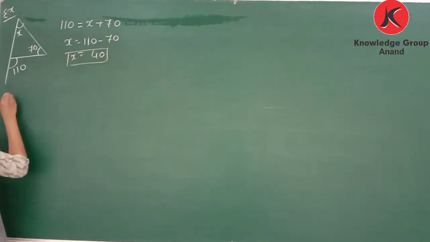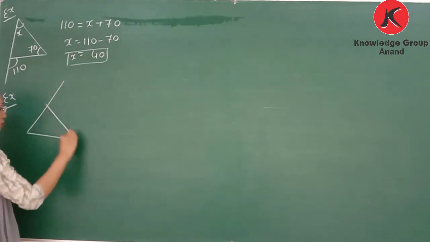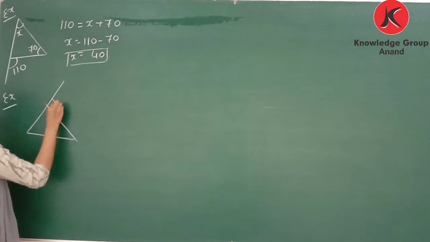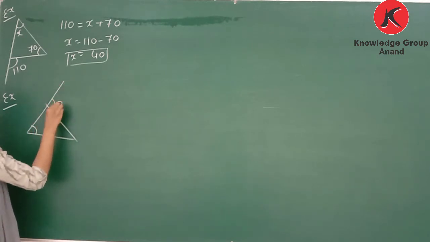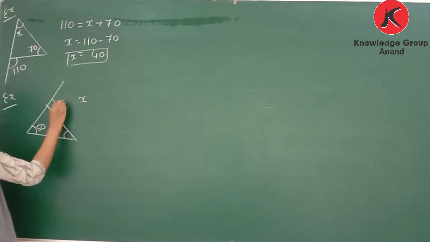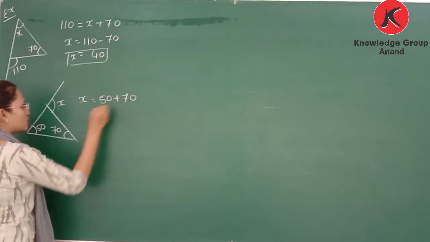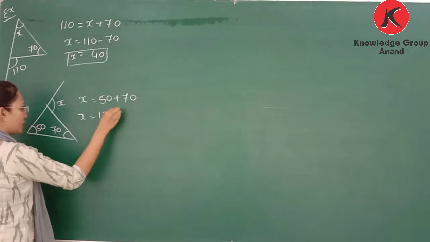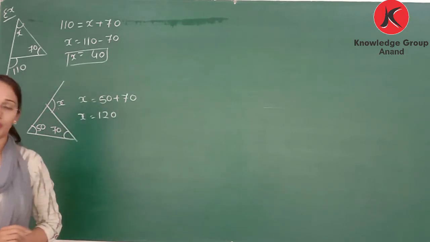Let's take one more example. We have this kind of figure. Exterior angle is 120. We need to find exterior angle. This angle is given 50 and this angle is given 70. So again, this is exterior angle X, 50 plus 70, so X is equal to 120. So this way we can use exterior angle sum property.